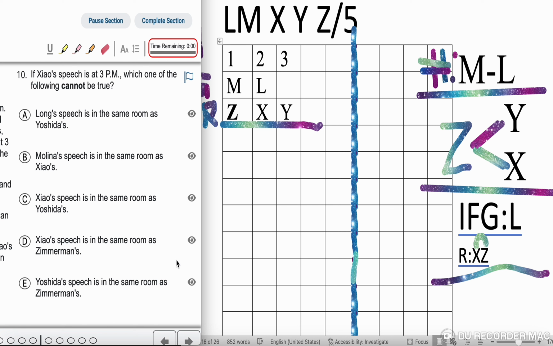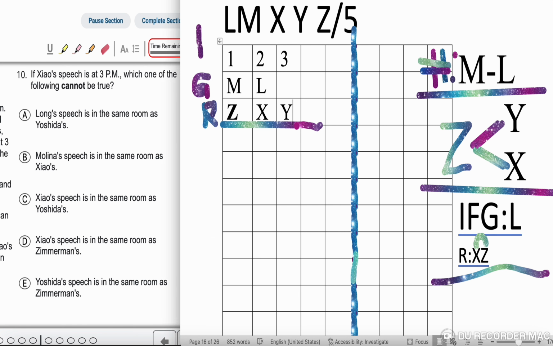Question 10. If X speech is at 3 p.m., so I'm going to put X speech at 3 p.m. in this world right now. Which of the following cannot be true? I'm going to go ahead and create two worlds where X is at 3 p.m., and try to put this in a position where everything meets the standards as quickly as possible.